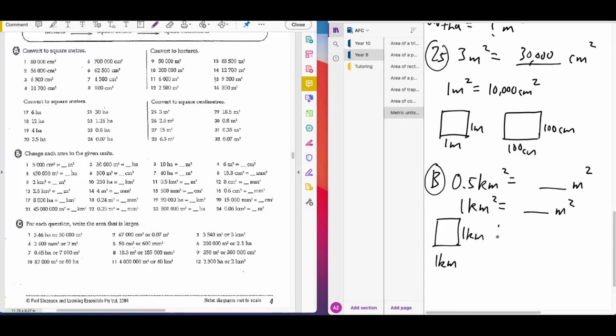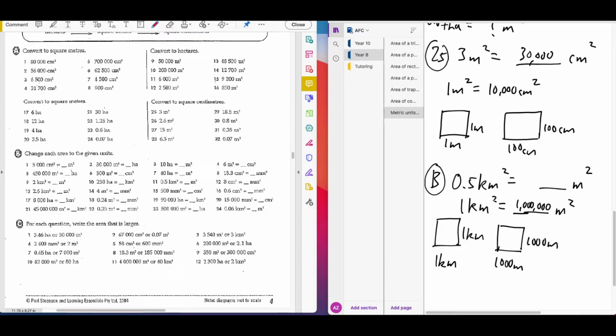So if you draw this as a square, but writing in meters, what should that be? We know that 1 km is 1,000 meters, right? So 1,000 meters by 1,000 meters. What is 1,000 times 1,000? That's equal to 1 million. So 6 zeros. If 1 km squared is equal to 1 million meters squared, how many meters squared is 0.5 km squared?